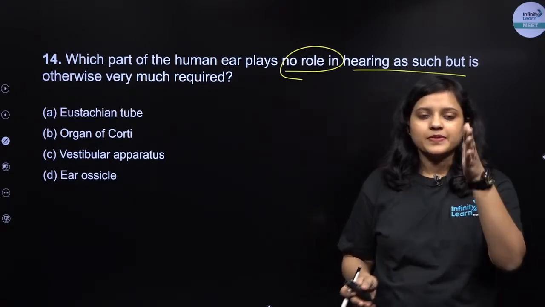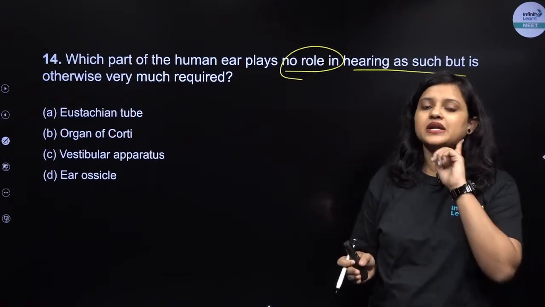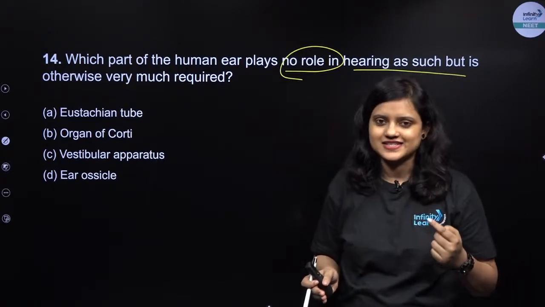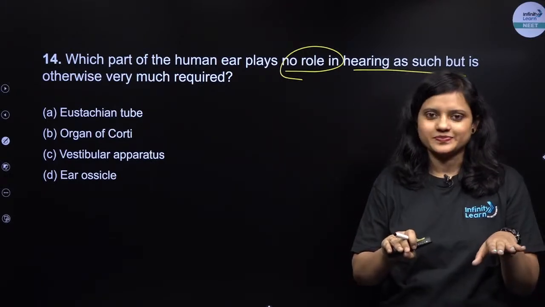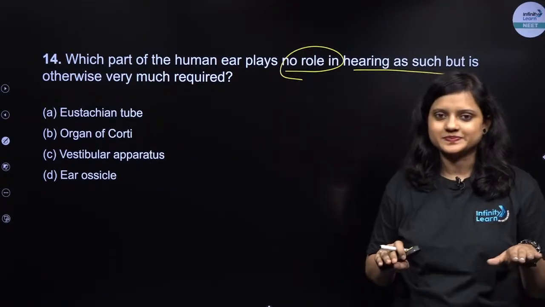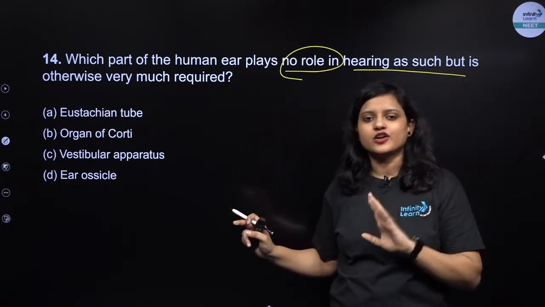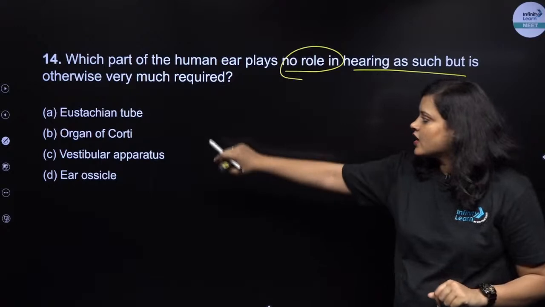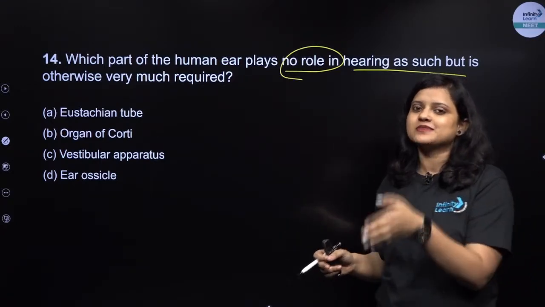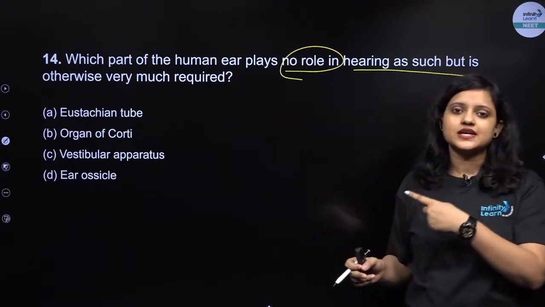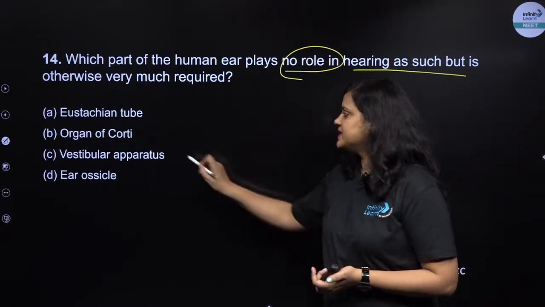Now, आपके ear drum के दोनों तरफ pressure को equalize करने के लिए the middle ear is connected to the pharynx, so that there is atmospheric pressure on both sides of the ear drum, because it is a delicate membrane, right? Eustachian tube is not a part of the ear. Organ of Corti, it is there in the ear but it is responsible for hearing. यहाँ पर पूछा है कि कौन सा hearing में help नहीं करेगा. Vestibular apparatus will be the answer.